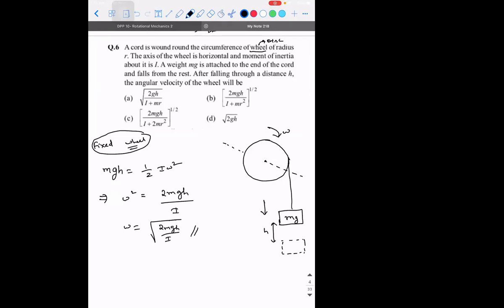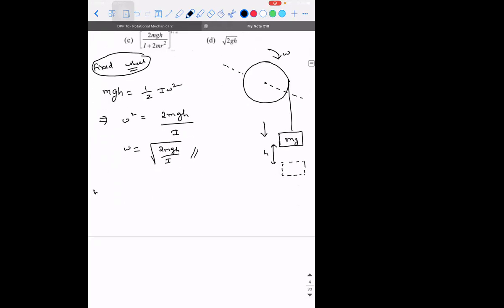But if you see, none of our answers are matching actually, right? So if the wheel is having translational motion as well, then what would have happened? Then I can write mgh is equal to... Did you understand, first of all, do you guys understand why I wrote mgh is equal to half I omega square?